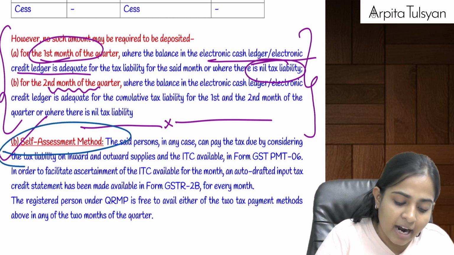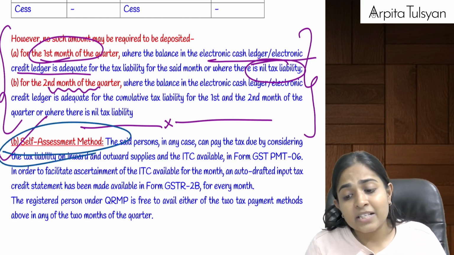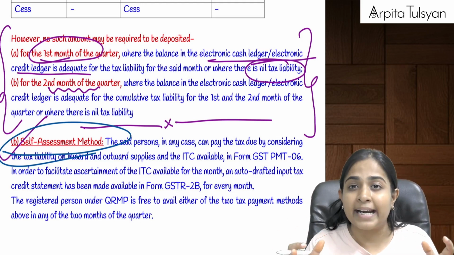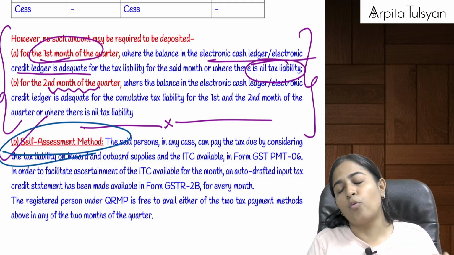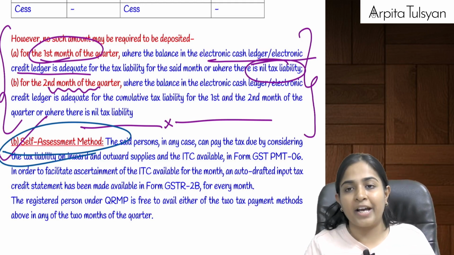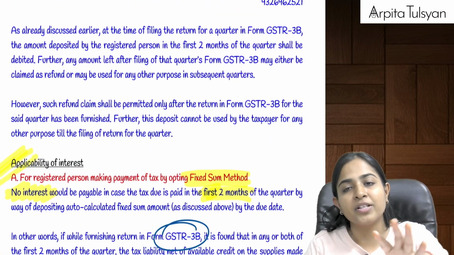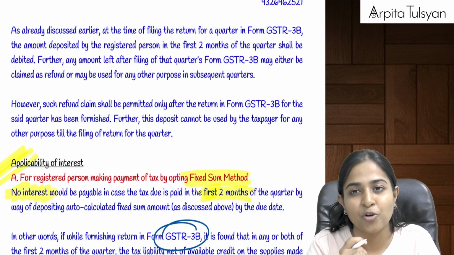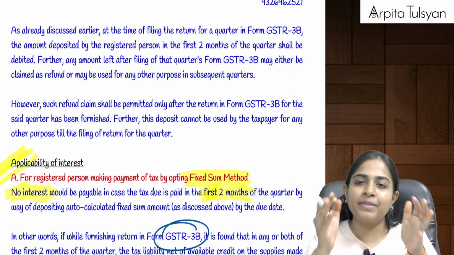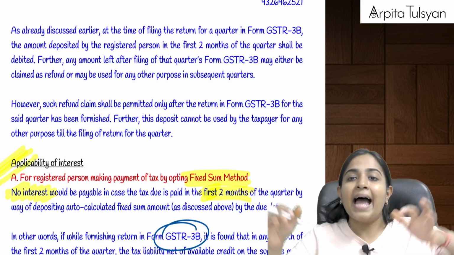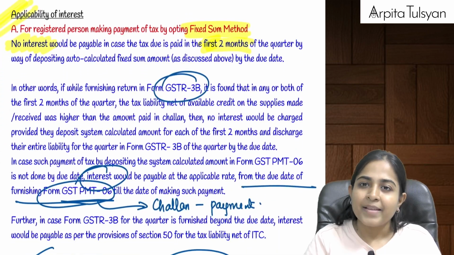And then the other method is a logical method, that is the self-assessment method. When your April month gets over, at that point of time you self-assess your liability: how much is your output tax liability minus how much is your input tax liability as per GSTR 2B. Whatever is the difference, you pay it to the government. Are you clear with this? Same thing you do for April, same thing you do for May, and then the actual liability you come to know once the June quarter gets over. Are you clear with this?